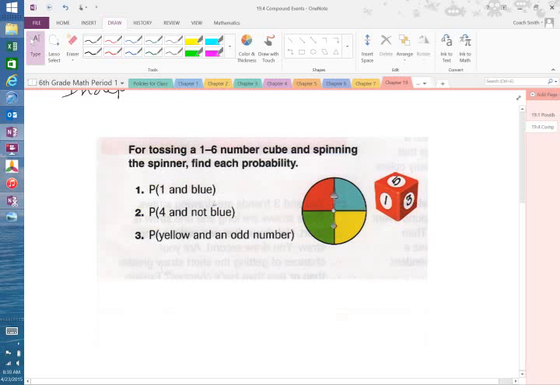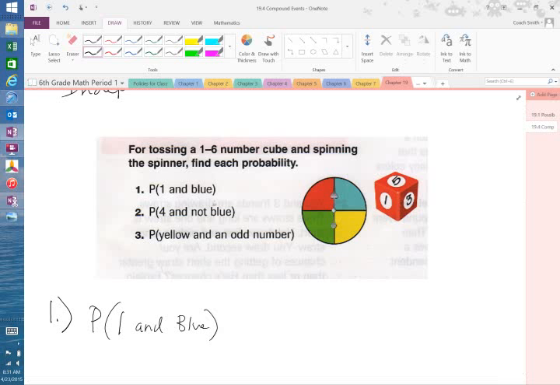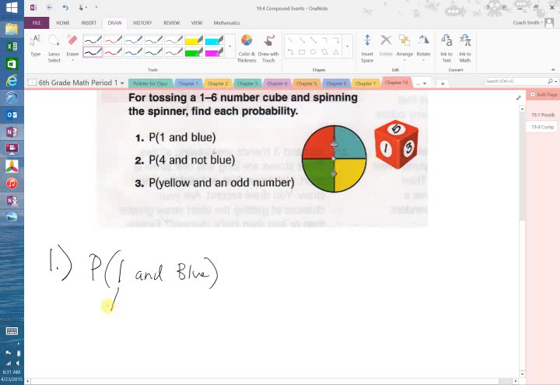First one, number 1, says they want the probability that you're going to roll a 1 and spin blue. So the probability that I'm going to spin the spinner and land on blue, then I'm going to roll the dice and have a 1. What we have to do is figure each probability first. So what is the probability of rolling a 1? Isaac? 1 over 6.